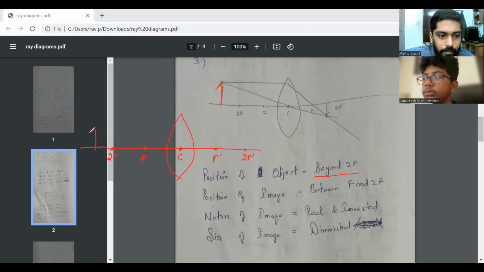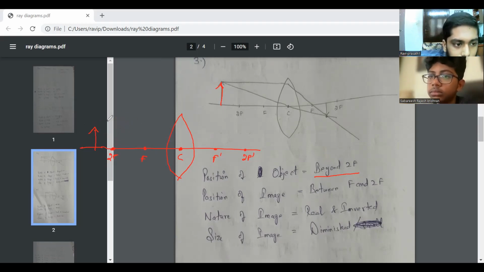So see here, from this object, when a person actually stands in front of a mirror or lens, he will actually send out multiple rays. Can you understand? Infinite amount of rays will come out actually. That is the fact. But we cannot actually draw multiple rays, right? That's why we will assume 2 rays coming out from that object. Clear? So I am assuming 2 rays.